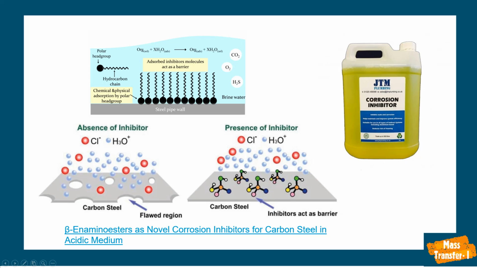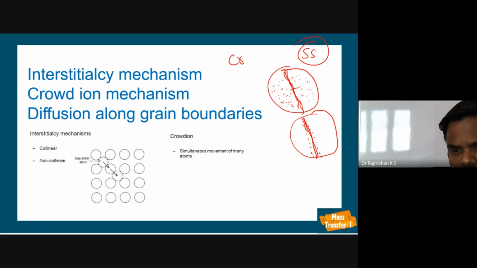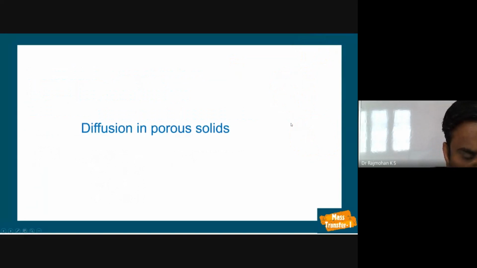Okay, so if it is a liquid or even in the atmospheric vapor phase, they form a protective coating and protect the metal surface, thereby combating the corrosion. They increase the life of the metal. Okay, so this mechanism is diffusion along grain boundaries.